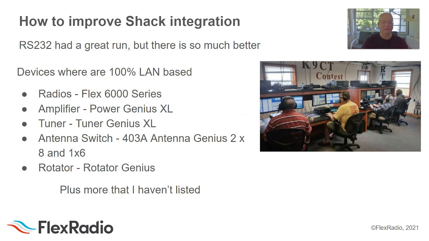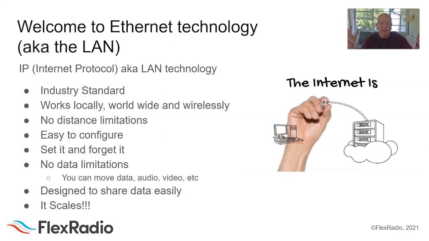We need more stuff. So why Ethernet? Well, it's an industry standard. It works worldwide and wirelessly. There's no distance limitations. You can now start to make your ham shack work on your picnic table in the backyard, or maybe halfway around the world. It is really easy to configure. It's just maybe something new. And it really does scale well, meaning you can make it bigger. And especially if you're doing a club station or something, this is really the way to go. And there are ways to share your information and ideas about that.